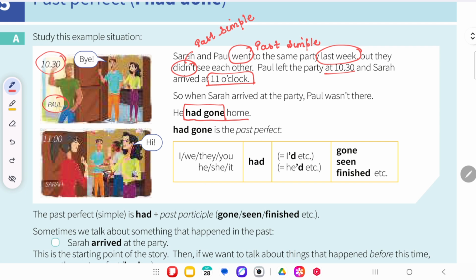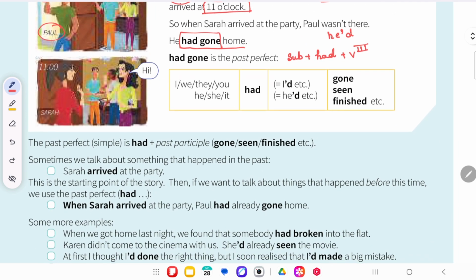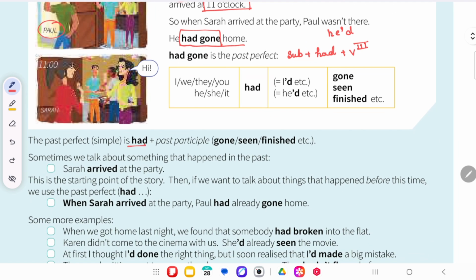Had gone is past perfect. So the formation is subject plus had plus verb third form, or we use the apostrophe d. The helping verb is had. Past perfect is had plus past participle, third form.